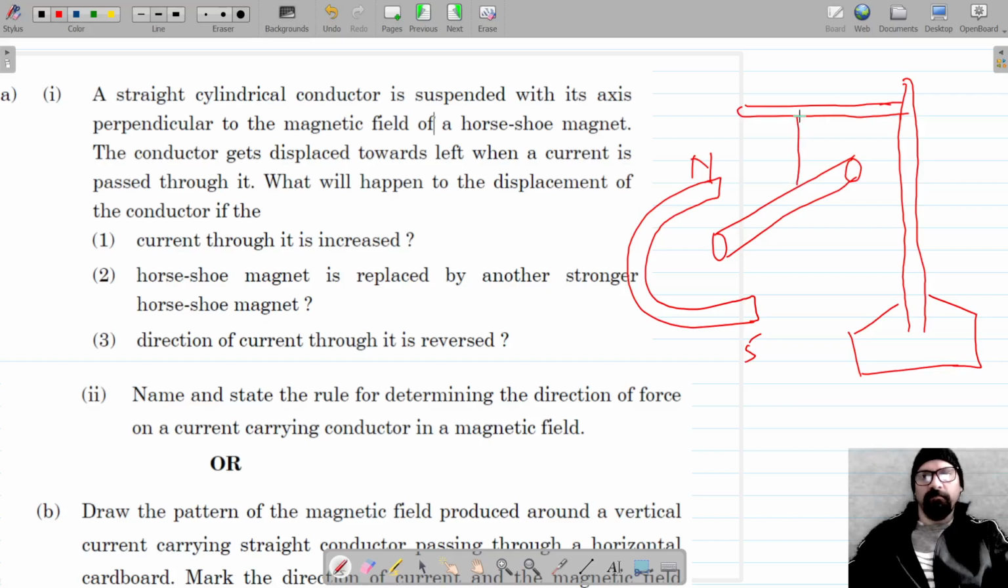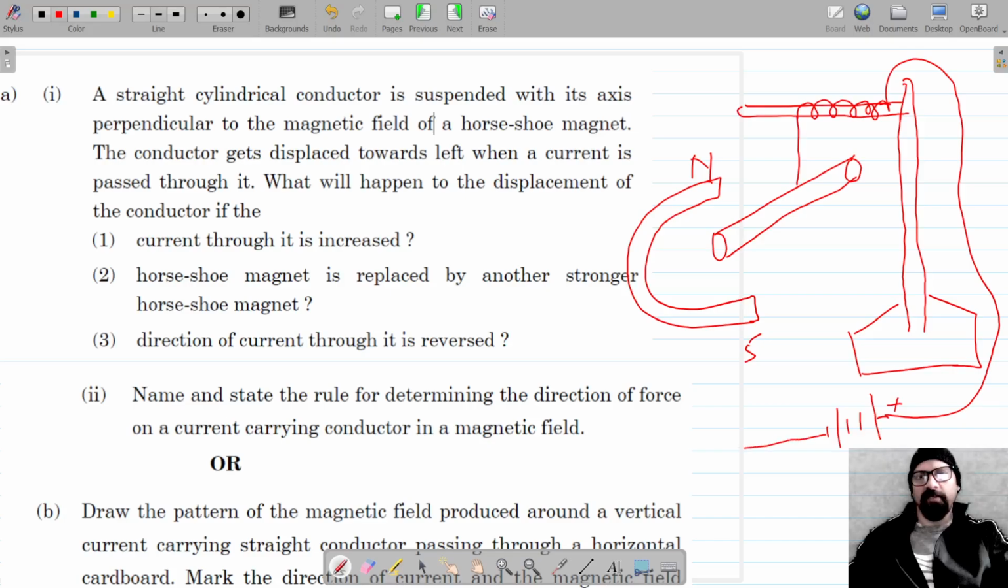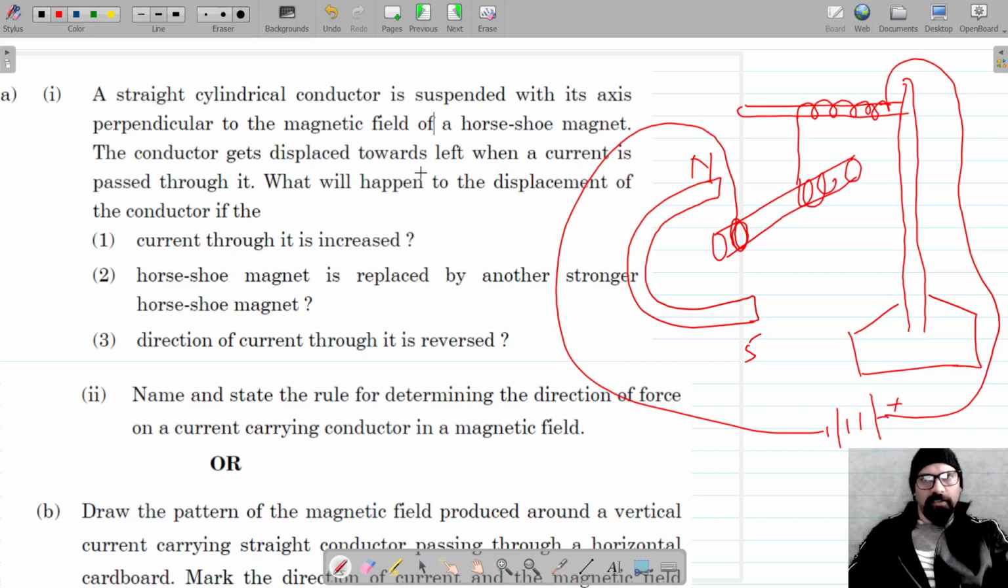So let's say this is the wire that is wrapped and then connected to a battery. Let's say this is the positive end of the battery, this is the negative end, and this is how it's connected to the conductor. Now the conductor gets displaced towards left when the current is passed through it. This is the direction of the current.